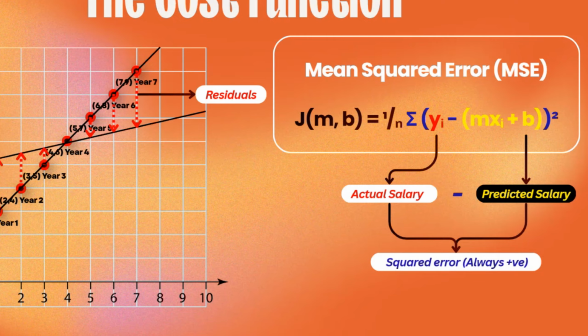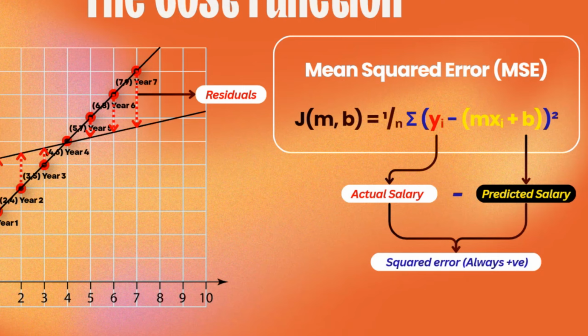yi is the actual salary, m xi plus b is our prediction. Square the difference, average across n points. J tells us exactly how wrong our line is. The bigger the J, the worse the line. The smaller J is the better line.